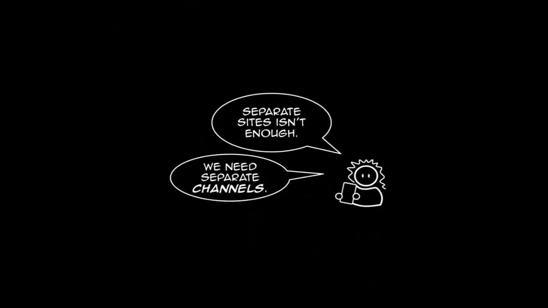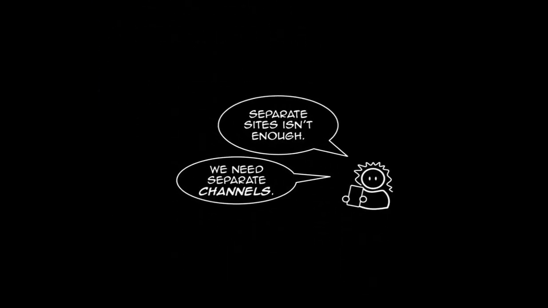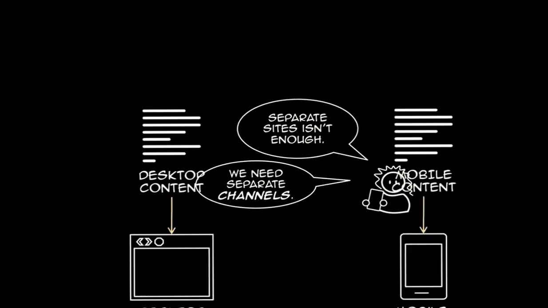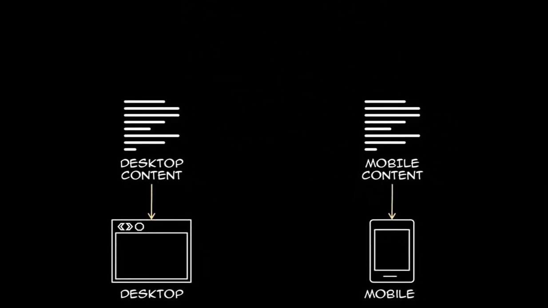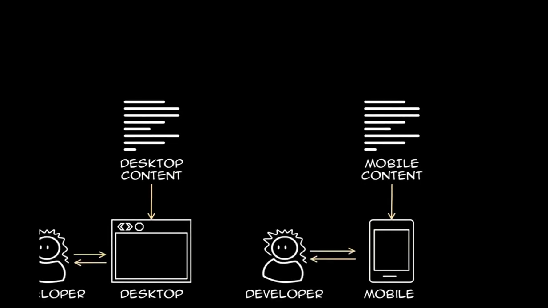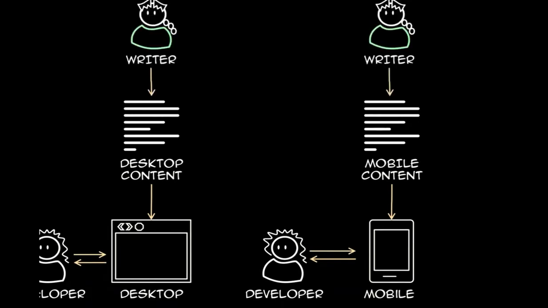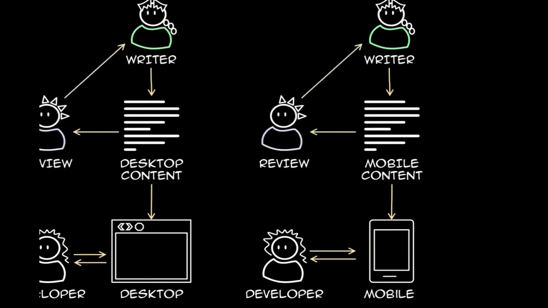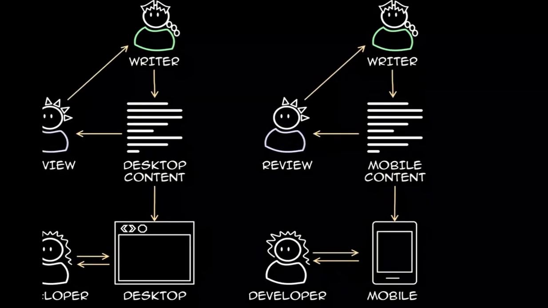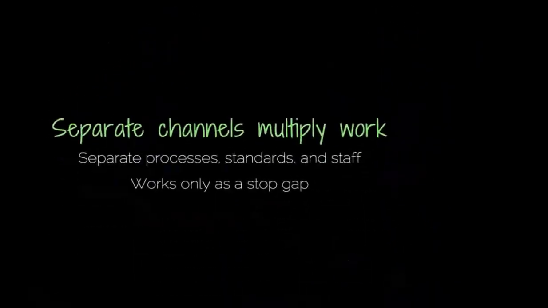We can't just make separate sites. We have to have separate channels. So we create mobile content and desktop content. We push it to the desktop and mobile. But now we have another problem. Now we have to have separate developers that are used to working with the UX patterns of each one of these targets. We have to have separate writers who know how to write content that is actually going to be appropriate for each individual endpoint. We have to have additional reviewers and additional style guides in order to support all of this. And it sucks!